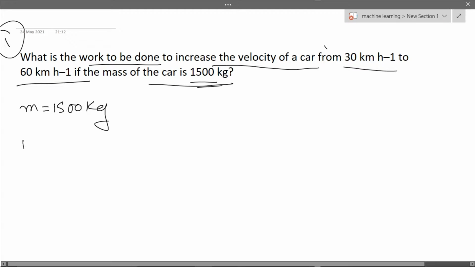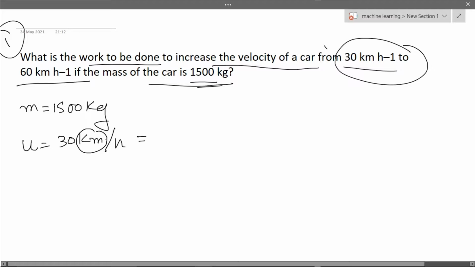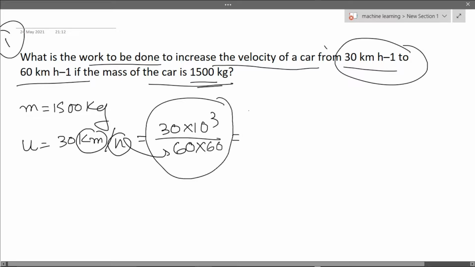Then the initial velocity u is 30 km per hour. We have to convert it to meter per second. Kilometer to meter, into 10 cube. Hour to second, 60 into 60. Then simplify it. The value is 25 by 3 meter per second.